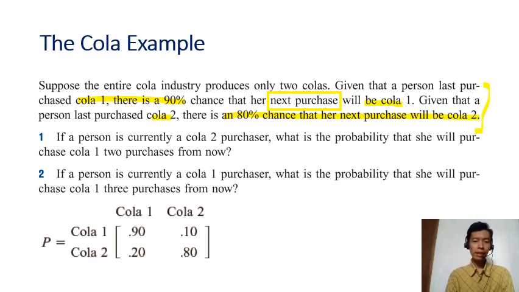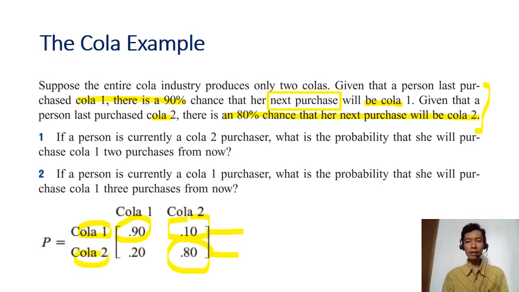Remember that even though the problem only states this 90% and 80%, the sum of each row on your matrix must equal 1. So you need to infer that if those who purchase cola 1, 90% of them will purchase cola 1 again, it means that the remaining 10% will change to cola 2. The same case with those who purchase cola 2 at this moment. If 80% of them purchase cola 2 again in the next purchase, it means that 20% of them change to cola 1.